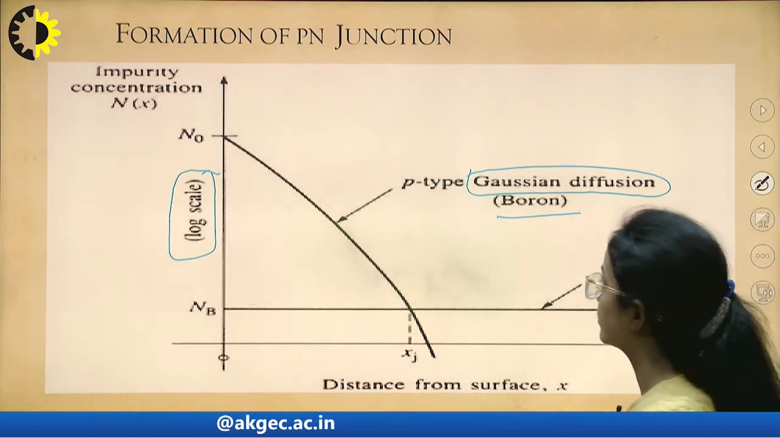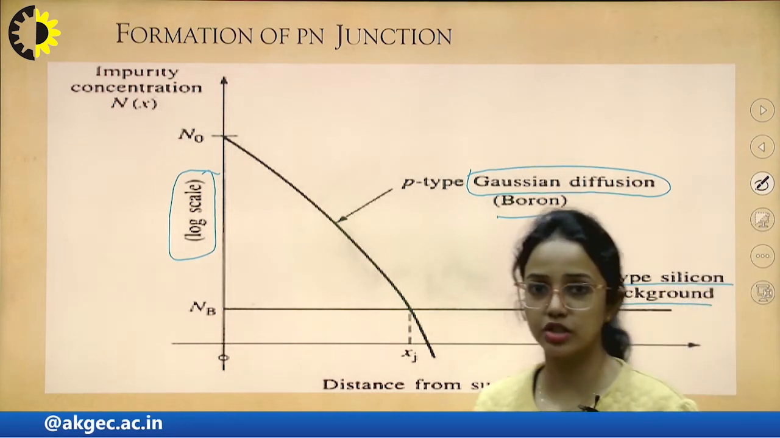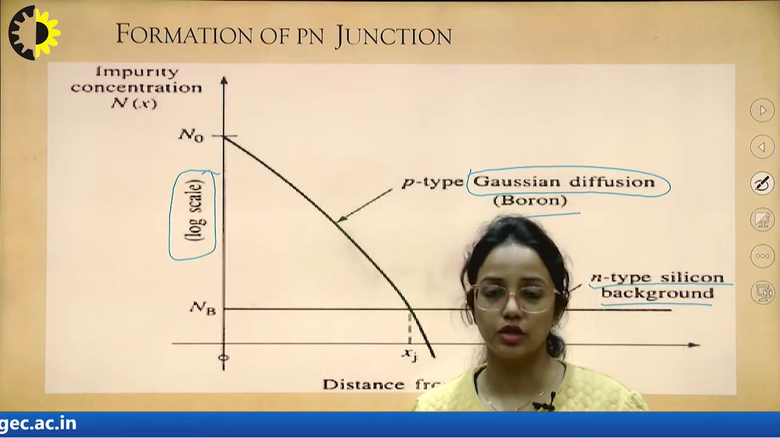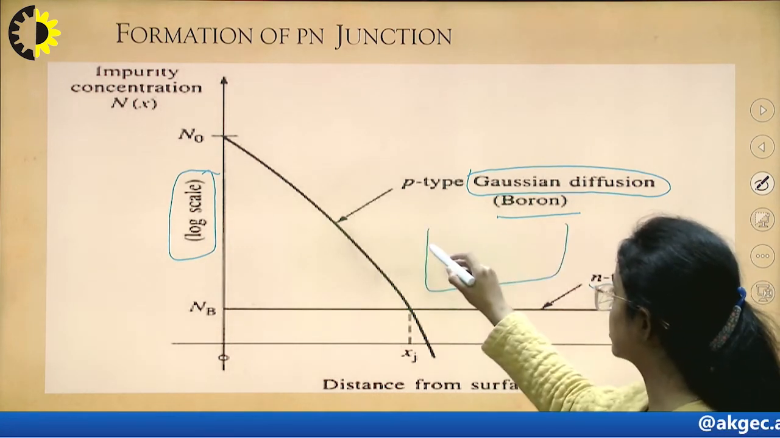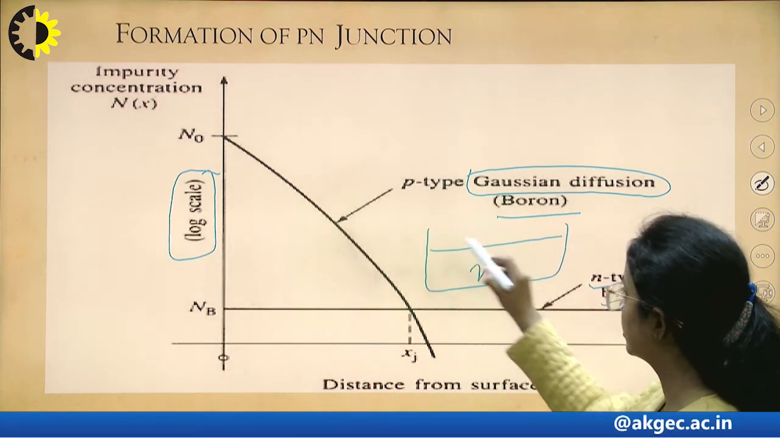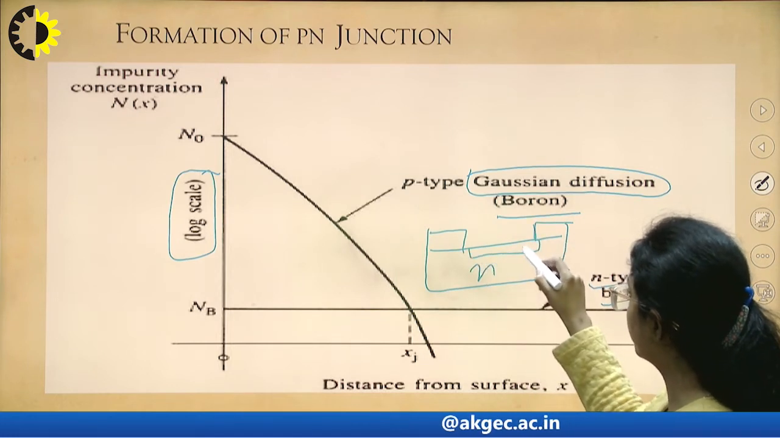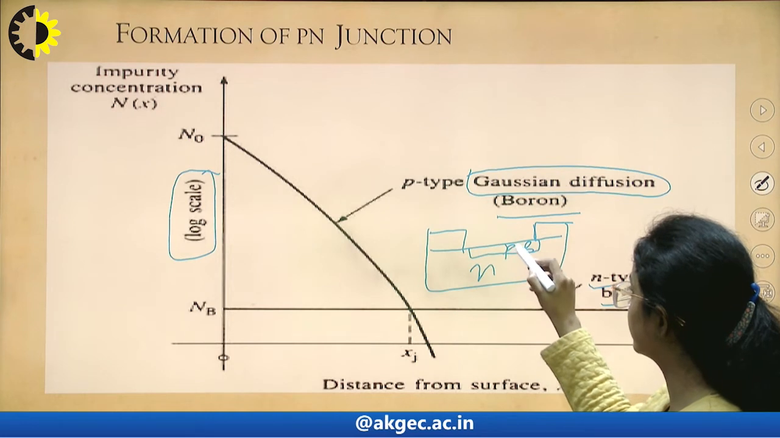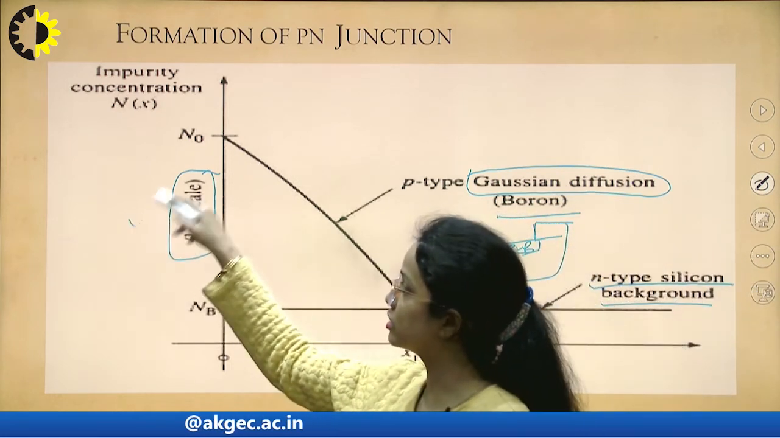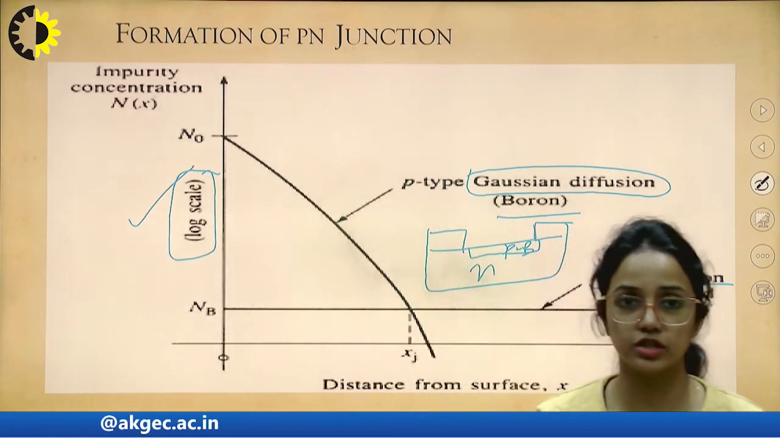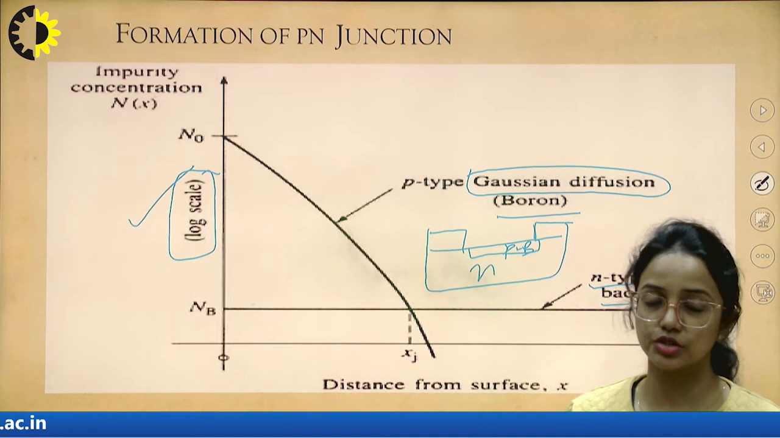So p-type Gaussian diffusion is being carried out in a substrate which is actually n-type. So the substrate is n-type and the well which we are creating here is p-type boron. And of course, on the vertical axis, the y-axis, we have impurity concentration on the logarithmic scale.